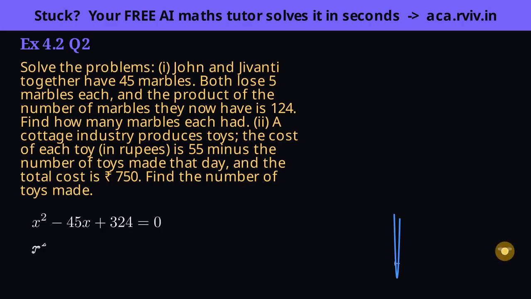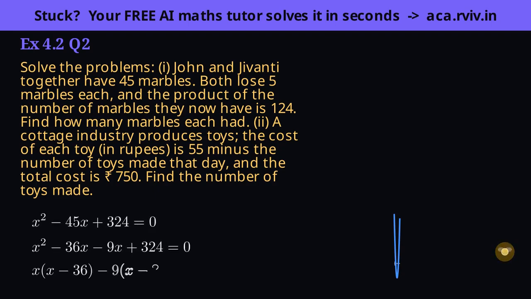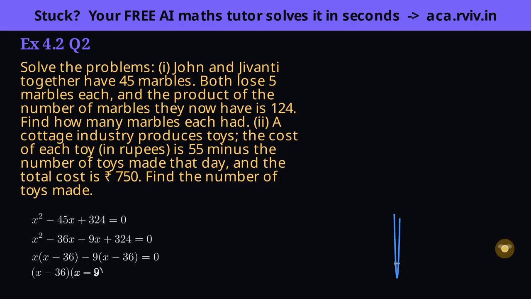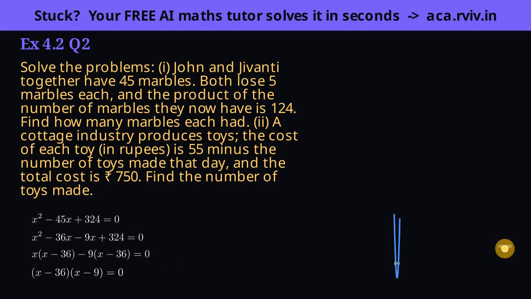Split the middle term, product 324, sum minus 45, both negative. 36 and 9 multiply to 324 and add to 45, so take minus 36 and minus 9. Group the pairs and take the common factor from each. The shared bracket x minus 36 factors out, leaving x minus 9. So John has 36 or 9 marbles.